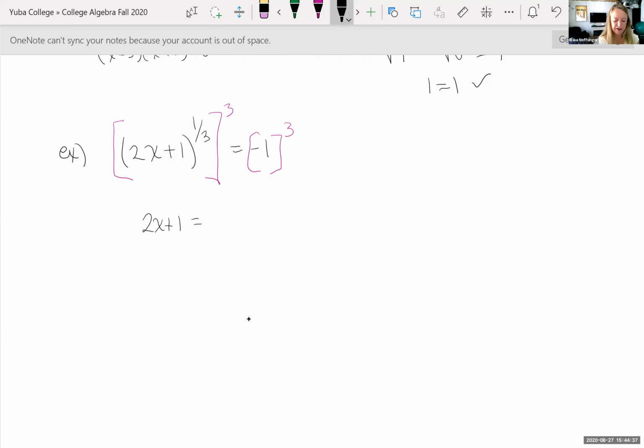Well, if you cube -1, -1 times -1 is +1, and +1 times -1 is -1. So notice this is linear, so we solve it by isolating the variable. Let's subtract 1 on both sides. And so we get 2x is equal to -2. To get rid of the 2 in front of the x, we can divide both sides by 2. So we get x is -1.